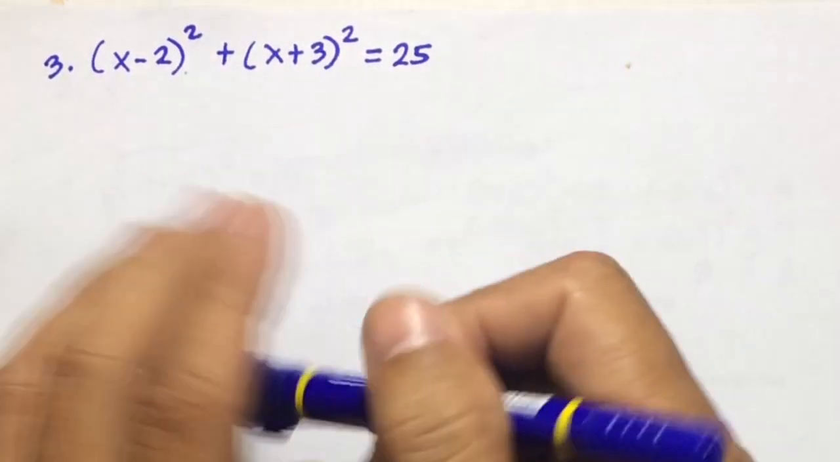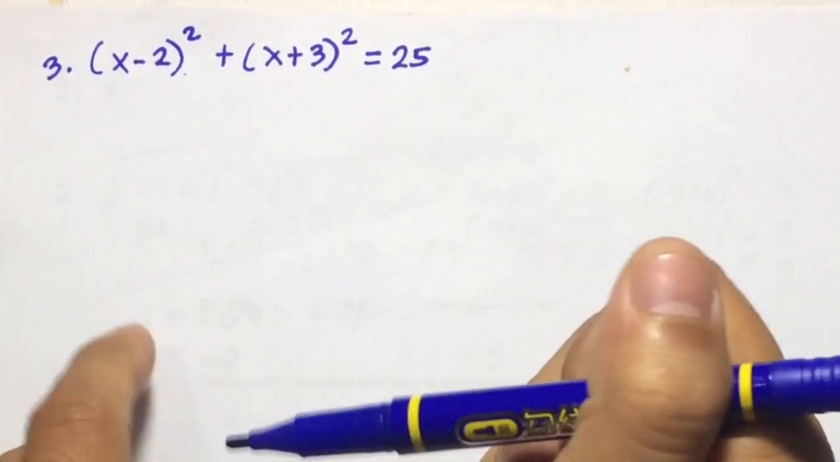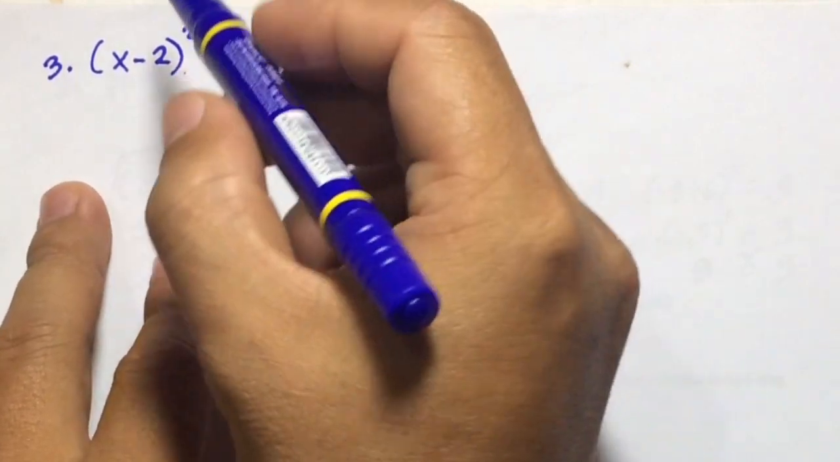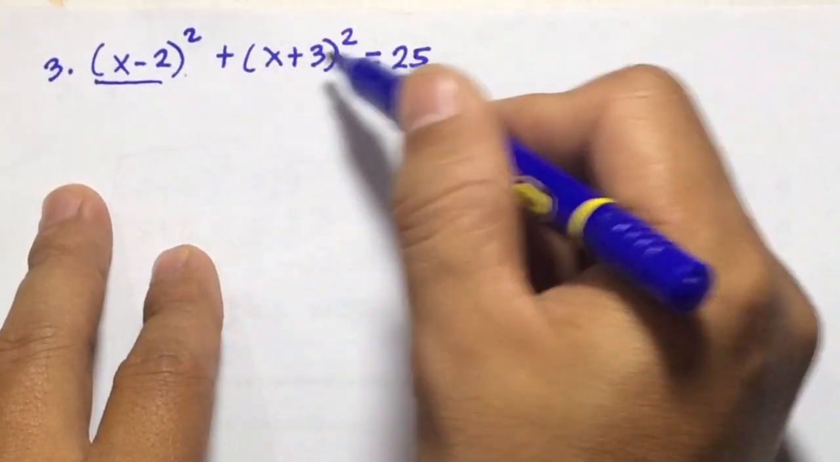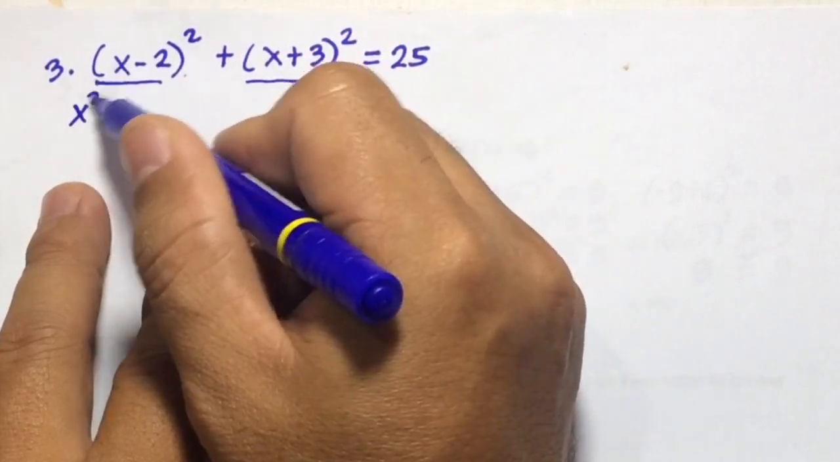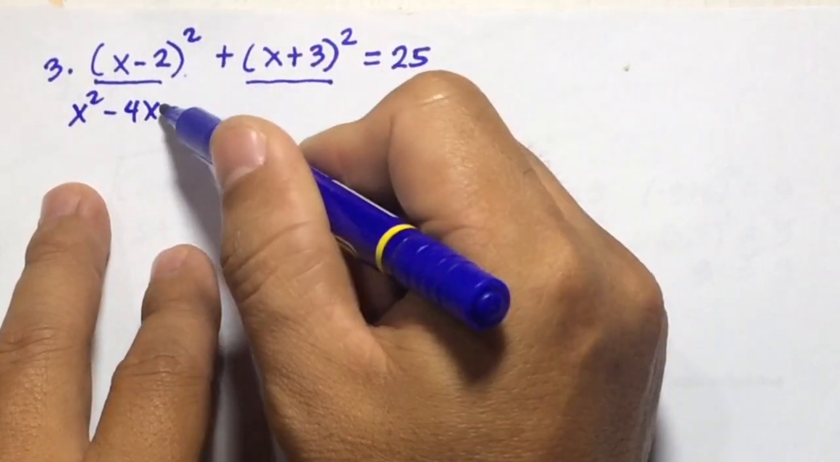Number 3. Quantity of x minus 2 squared plus quantity of x plus 3 squared equals 25. So we're going to operate these two here first. So x minus 2 squared, that will be x squared minus 4x plus 4.